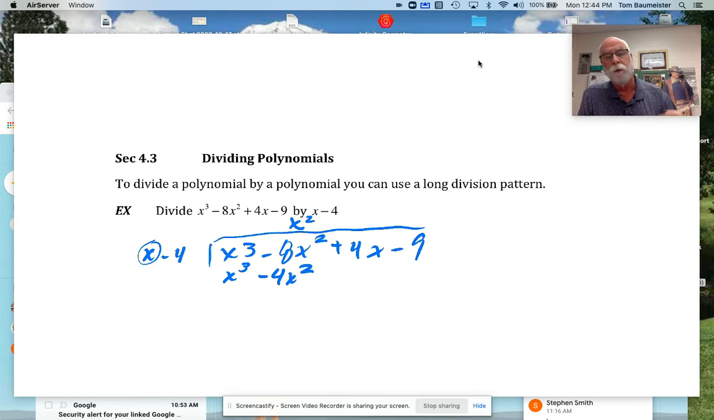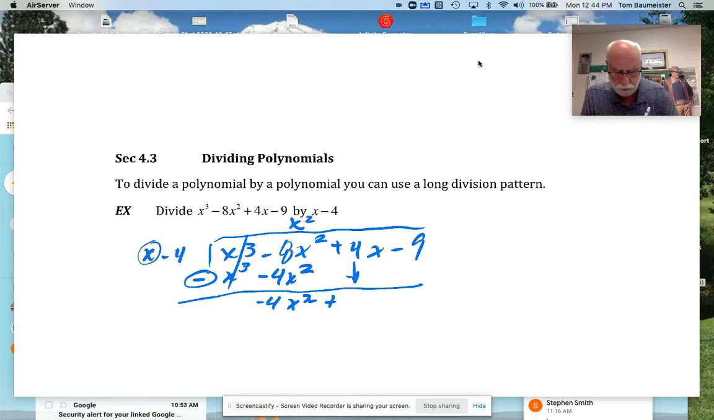And now remember, we're going to do just like you did in middle school. We are going to subtract these. So when we do that, x cubed minus x cubed goes away. And here's where you have to remember it. It's negative 8x squared minus a negative. Minus negative is a positive. So it's going to be negative 8x squared plus 4x squared, which will give us minus 4x squared. And then we know we're going to drop down the next one, which is 4x.